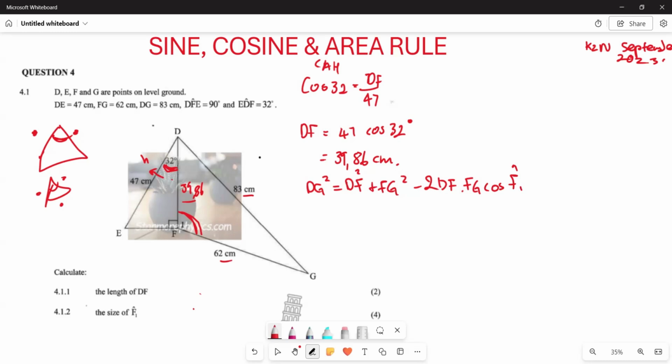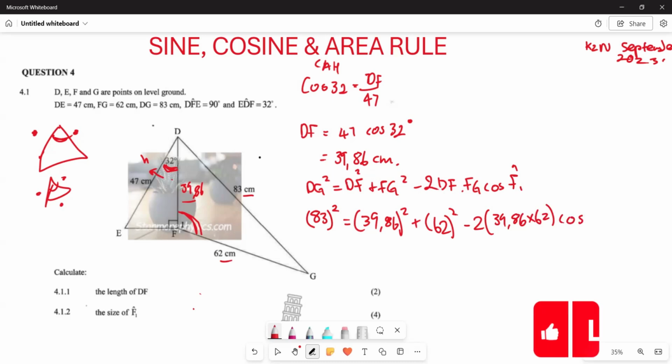Then what is your DG? Your DG is 83 squared, because you already know DG, and DF is the one we have just found, which is 39,86 squared, plus FG, which is 62 squared, subtract 2 into 39,86 multiplied by 62, multiplied by cos of your angle F1.